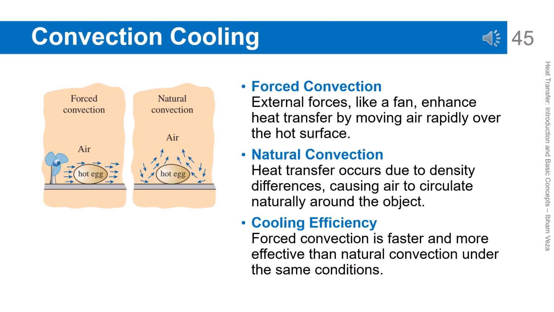Forced convection uses devices such as fans or pumps to increase the fluid flow rate. Natural convection occurs due to density differences caused by temperature variations. Under the same conditions, forced convection is usually much more effective in removing heat. This is because higher flow rates reduce thermal resistance. The choice of convection mode strongly affects cooling system design.